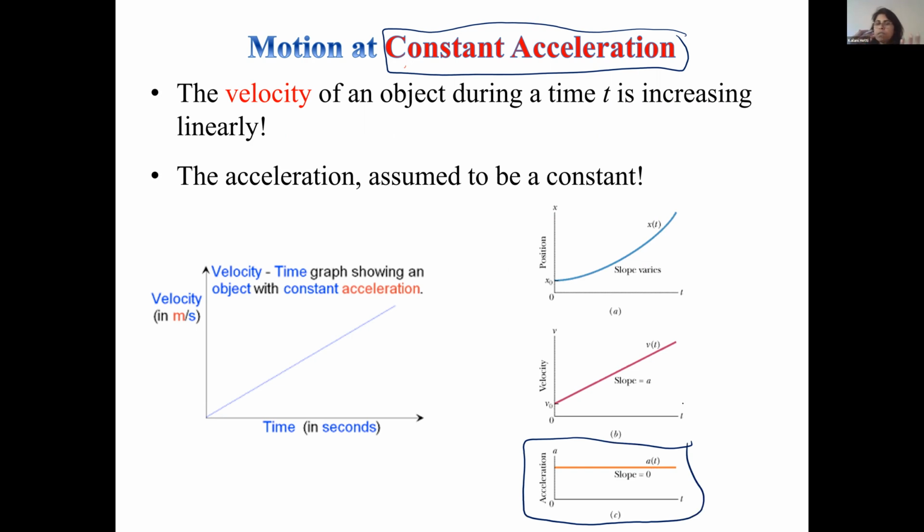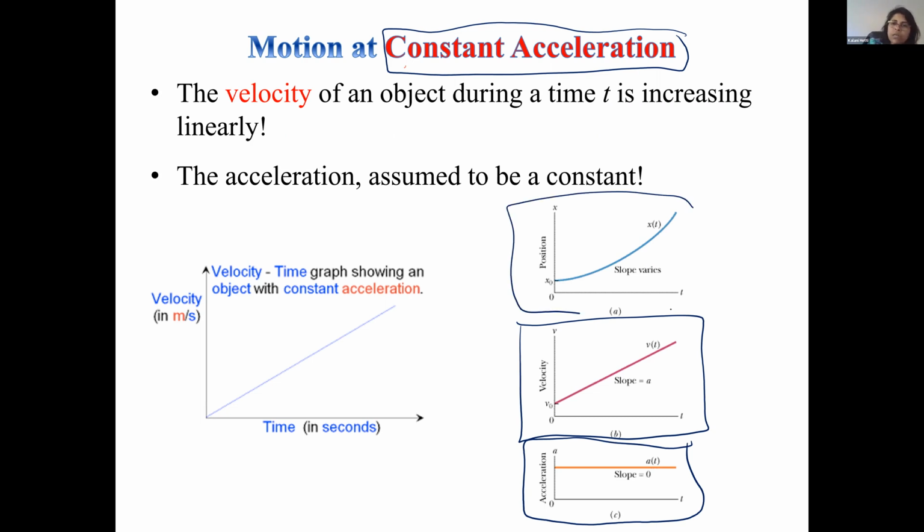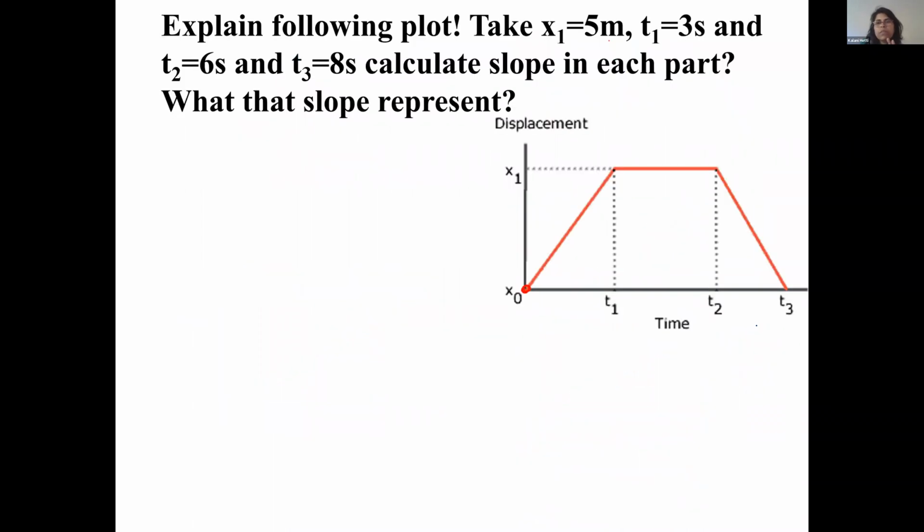Since the velocity graph should be linear, it should look like this. And to have a linear increase in velocity, my position graph should look like this. That means if you have a constant acceleration problem, it will belong to this kind of visualization of the problem. Okay, so now we're going to move into a very specific problem.